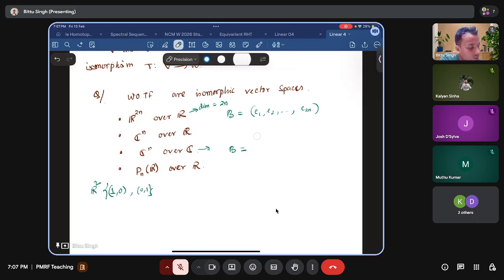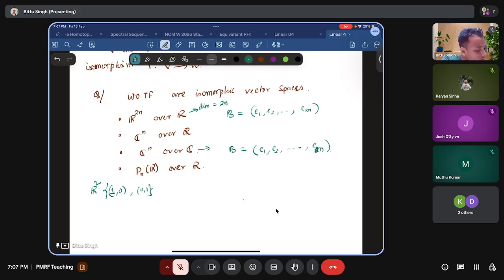So the same thing, you can choose the same entries, E1 up to En, right? Here E1 means it is 1 and every other term is 0. Similarly, E2 means 0, 1 and every other term is 0. So take a complex number, whatever complex number is given. For example, 1 plus i and 0, 3 plus 2i, like this.